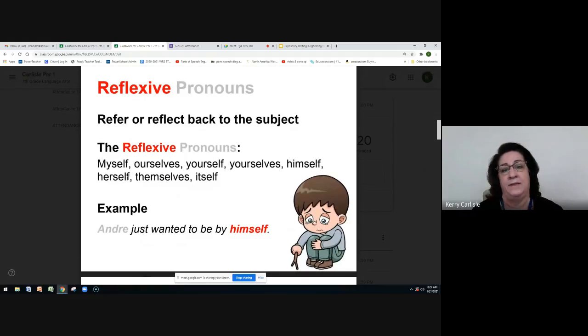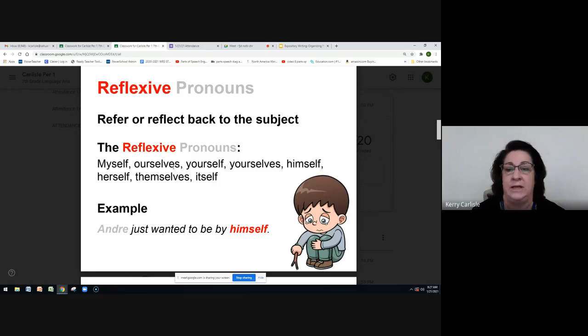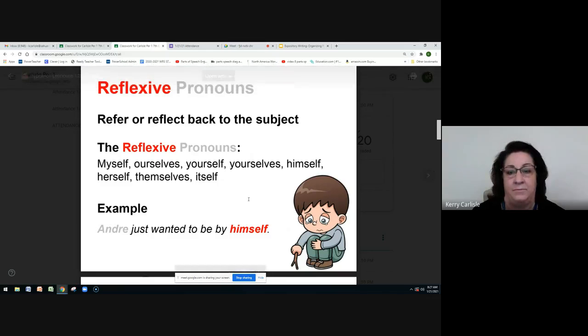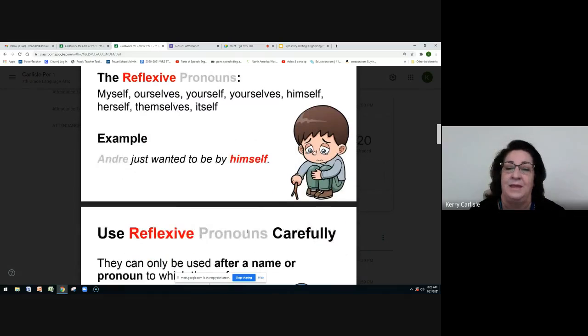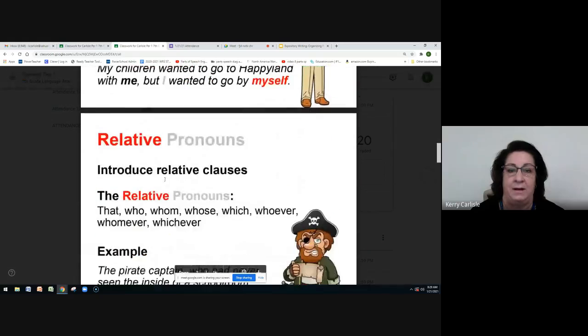Reflexive are when you have the self at the end of it, like I gave it to myself, right? And so reflexive is when the person doing the action is kind of receiving it as well. It's a little bit tricky, but you can always tell reflexive because they end in self. Or if it's plural, selves. Notice the change. You don't say hisselves, you say themselves. So this is a list, right? Different reflexive pronouns. Andre just wanted to be by himself. And then once again, just be careful how you use those. I'll let you look at that on your own.